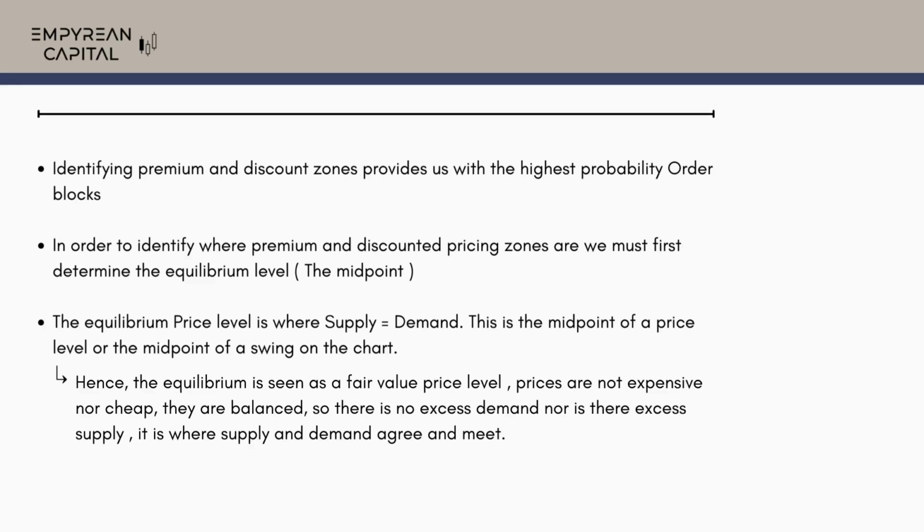They are simply balanced. So there is no excess demand where we would have more demand than there is supply, nor is there excess supply where we would have more supply than there is demand. It is simply where supply and demand, or buyers and sellers, agree and meet.